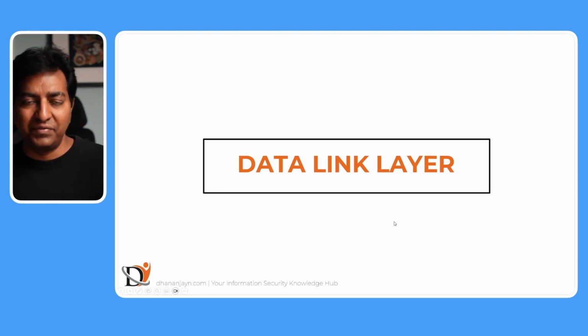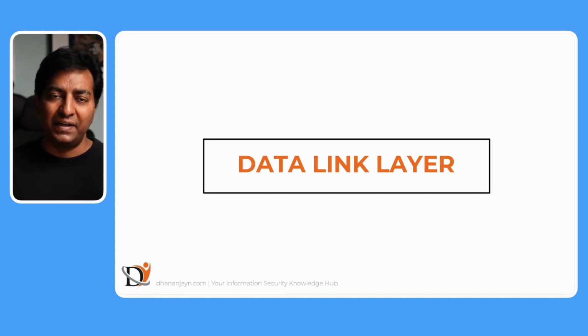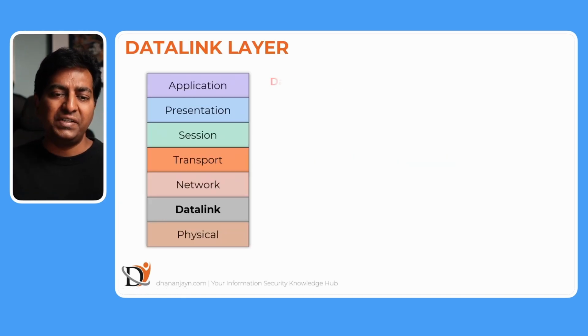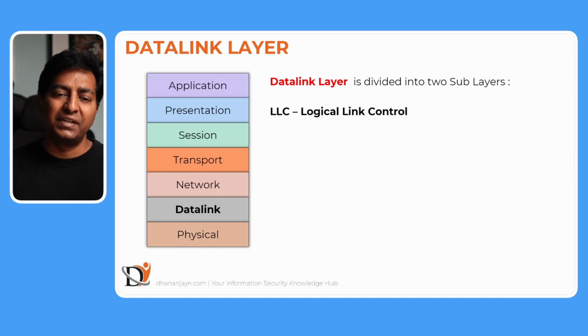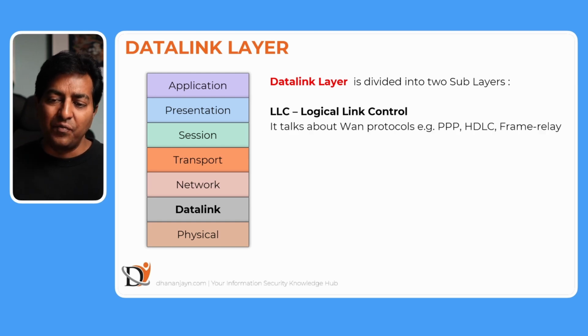So let's dive deeper and understand the data link layer. So friends, the data link layer is divided into two sublayers. One is the LLC, also known as logical link control. It talks about the WAN protocols like PPP, HDLC, and frame relay.